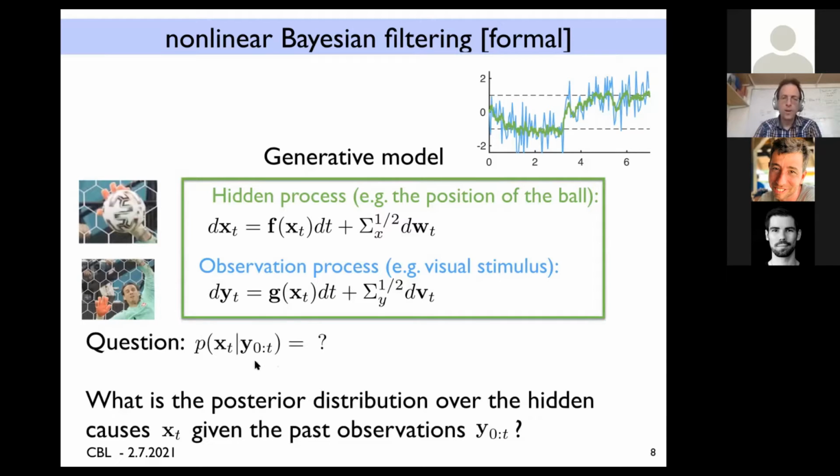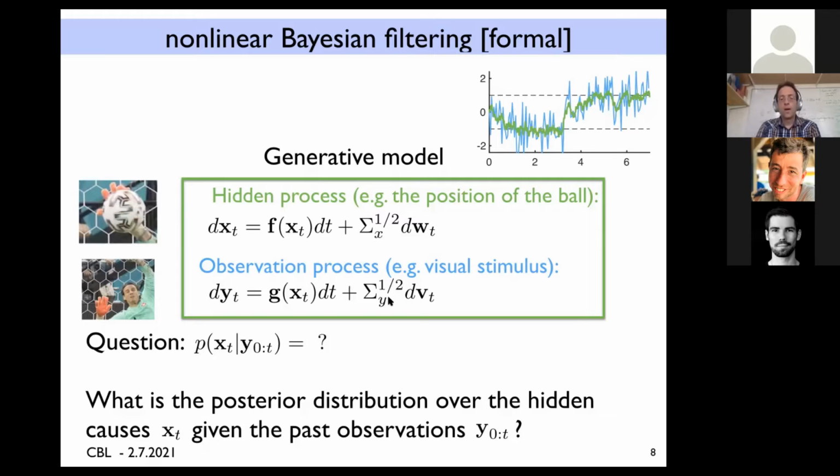And the question here is the following. Based on past observations, let's say the observation y from 0 to t, what is my so-called filtering distribution over x, over my latent variable, given my past observations? Right, so in the first stage, we will assume that f, g, and sigma x and sigma y are known, but this assumption can be relaxed and learning can be an additional layer on top of it.